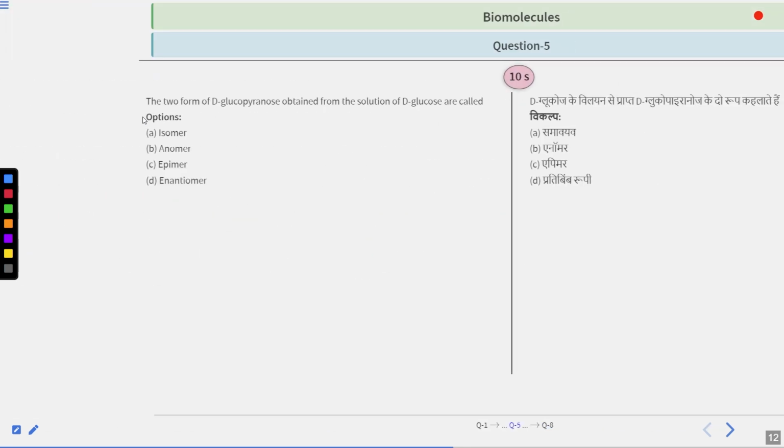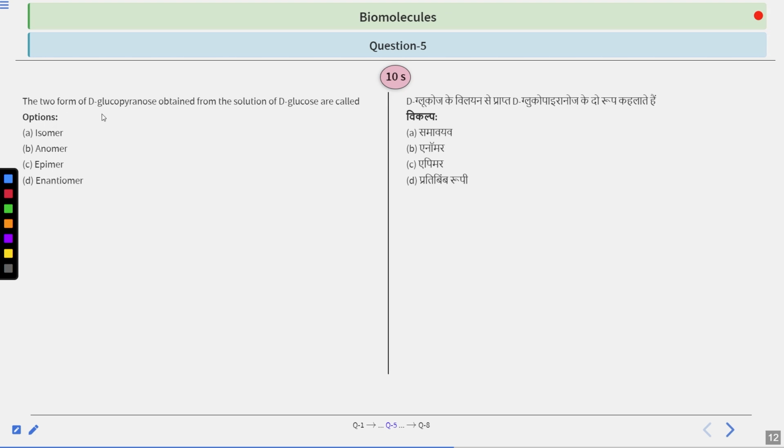Moving to our next question. The two forms of D-glucopyranose obtained from the solution of D-glucose are called. So we are asked about D-glucopyranose. The two forms of D-glucopyranose which we obtain from the solution of D-glucose, what do we call those two forms? Options are isomers, anomers, epimers, or enantiomers. You have 10 seconds to think about this question. After that, we will see the correct answer.